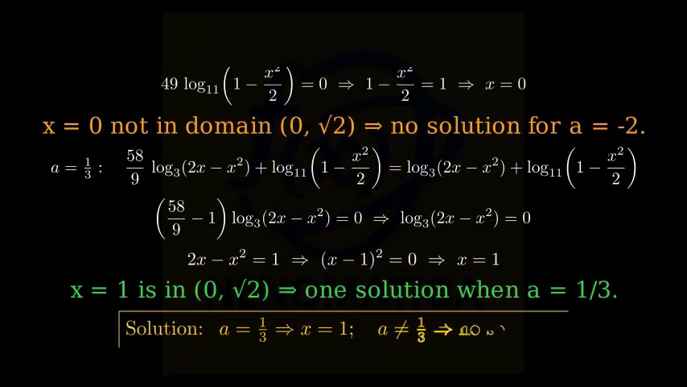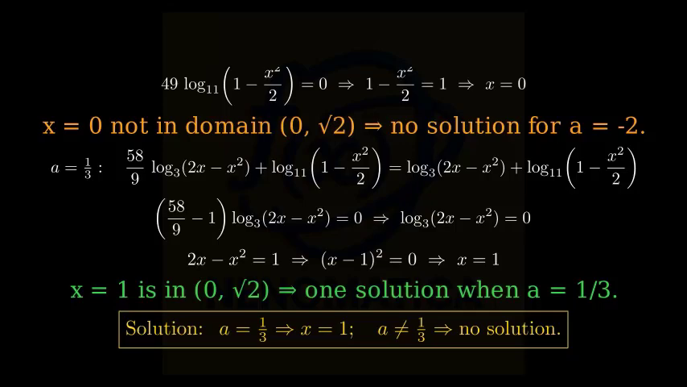To summarize, the equation has exactly one solution, x equals 1, when a equals 1/3, and no solution for any other value of a, including a equals -2.